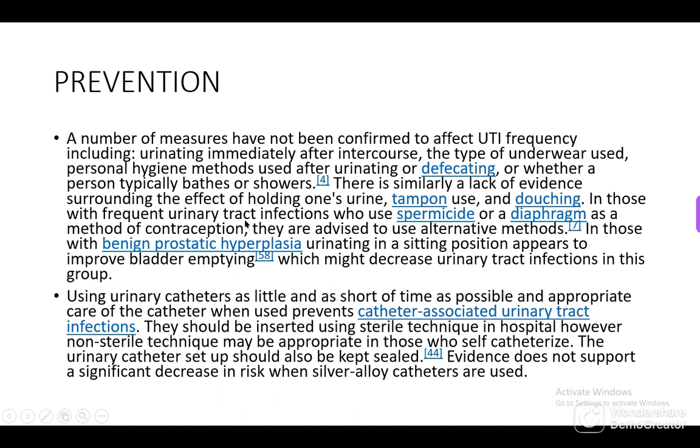In those with frequent urinary tract infections who use spermicide or the diaphragm as a method of contraception, they are advised to use alternative methods because there is repeated urinary tract infection in those people. And those people who have benign prostatic hyperplasia, urinating in a sitting position appears to improve bladder emptying. Sitting position, not the erect position, which might decrease urinary tract infection in this group. This is again another point, because in Islam you have to urinate in the sitting position, not in the erect posture.